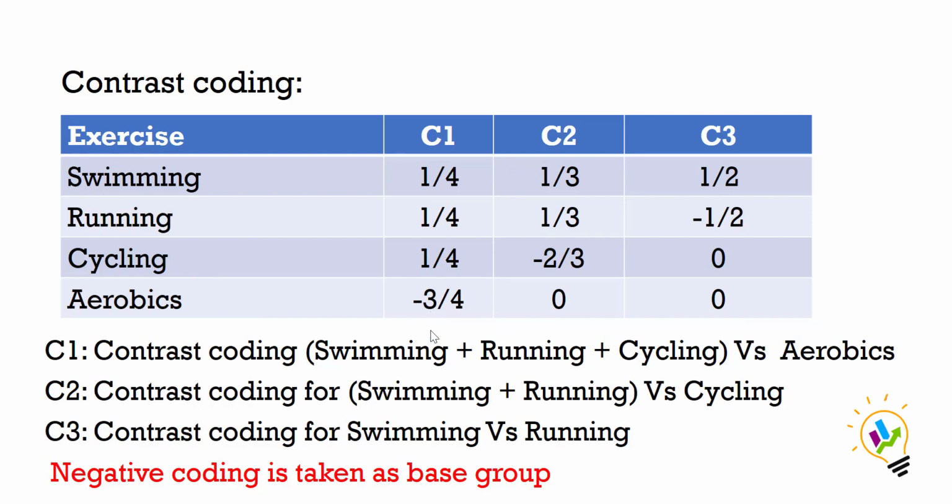So C1 is a contrast between swimming, running, cycling versus aerobics. In C2, we can see swimming and running versus cycling. In C3, the contrast is between only swimming and running. So based on your research, you can decide what contrast you want for C1, C2 and C3 in the analysis. I hope you understood this video. Thank you.